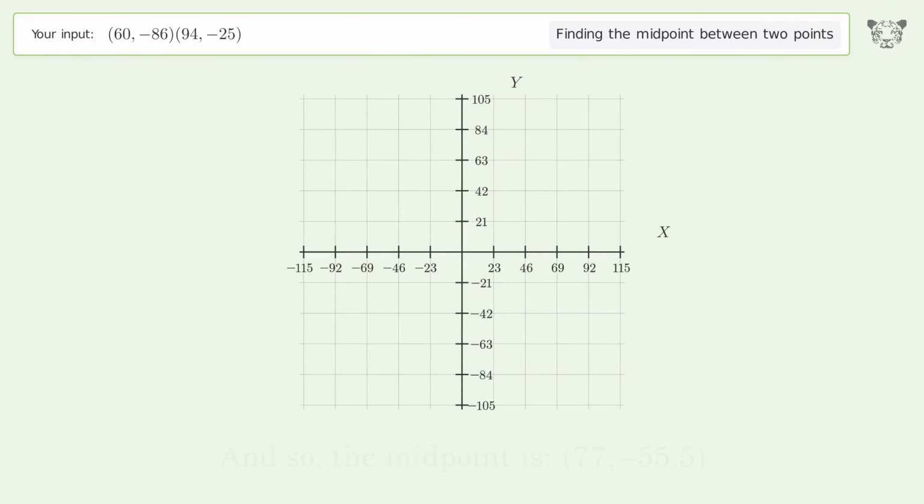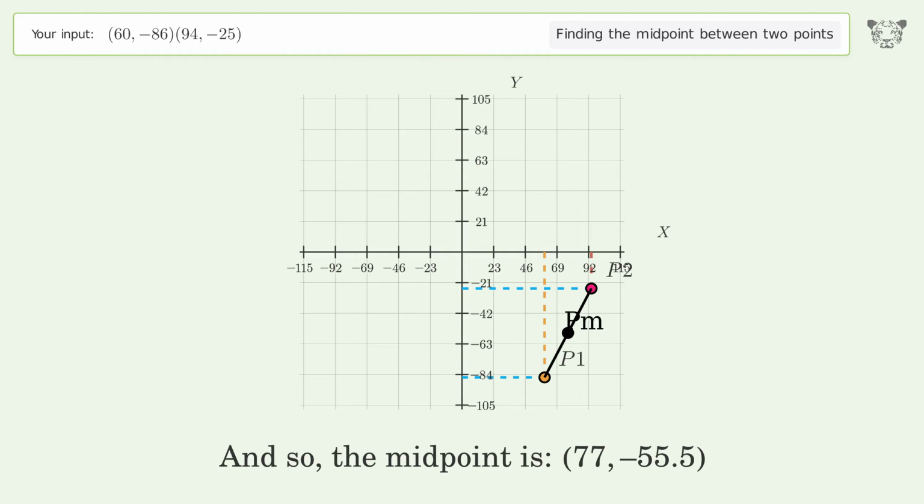And so, the midpoint is 77, negative 55.5.